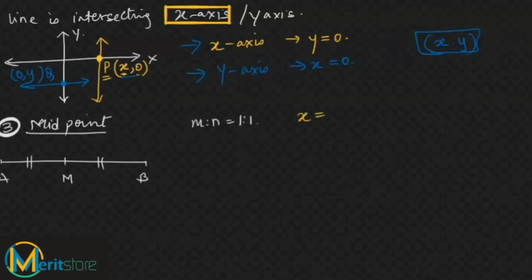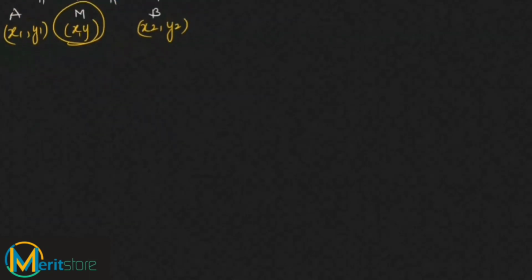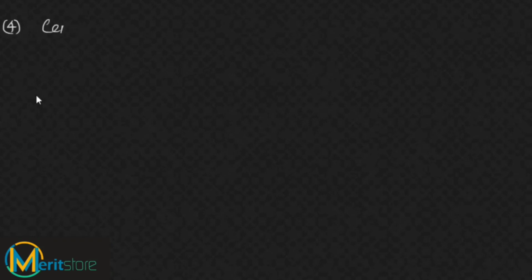So X can be calculated as, this is X and Y, this is X2, Y2, this is X1, Y1. So X can be calculated as (X1 plus X2) upon 2 and Y can be calculated as (Y1 plus Y2) upon 2. That's it. That's the formula for midpoint. Next, we have to do the centroid. Now, centroid is applicable only for triangles. The last formula, the fourth formula here, is centroid, and that's applicable only for triangles.